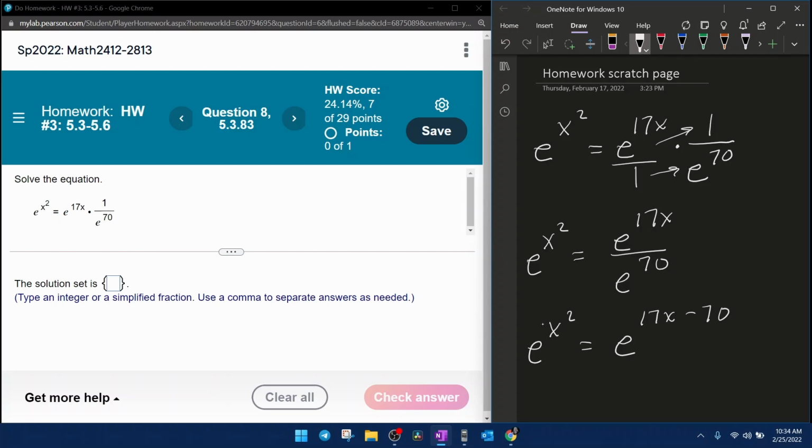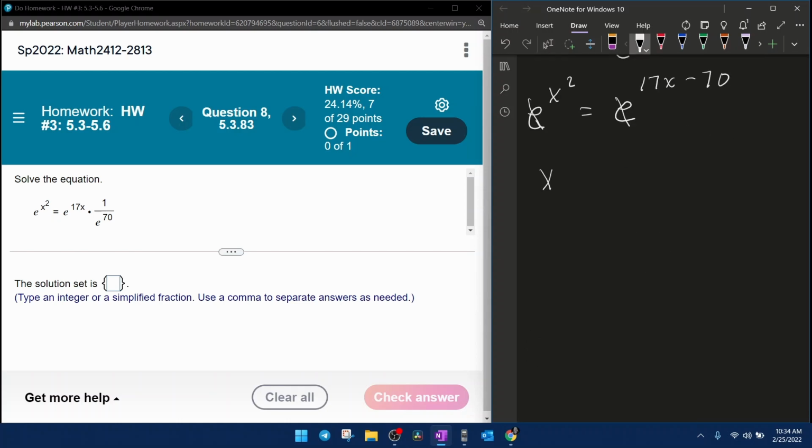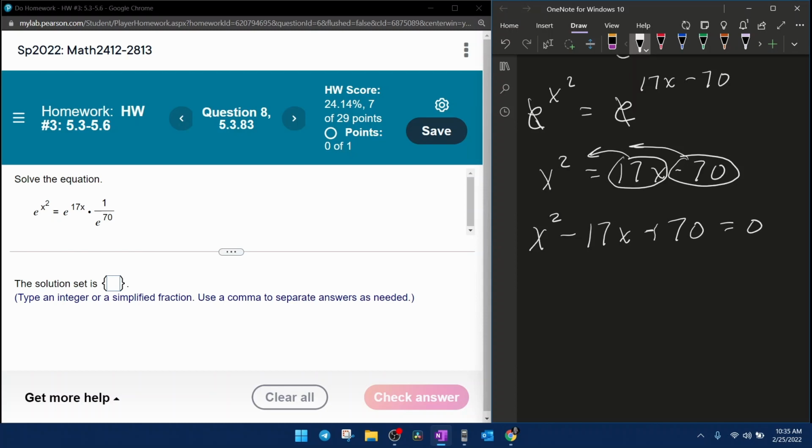And now we have arrived at our destination. The bases match, so they cancel, and we're going to be left with x squared equals 17x minus 70. Our exponential equation has now become a quadratic equation. So now we need to set it equal to 0. Moving the 17x and the negative 70 over gives me x squared minus 17x plus 70 equal to 0.